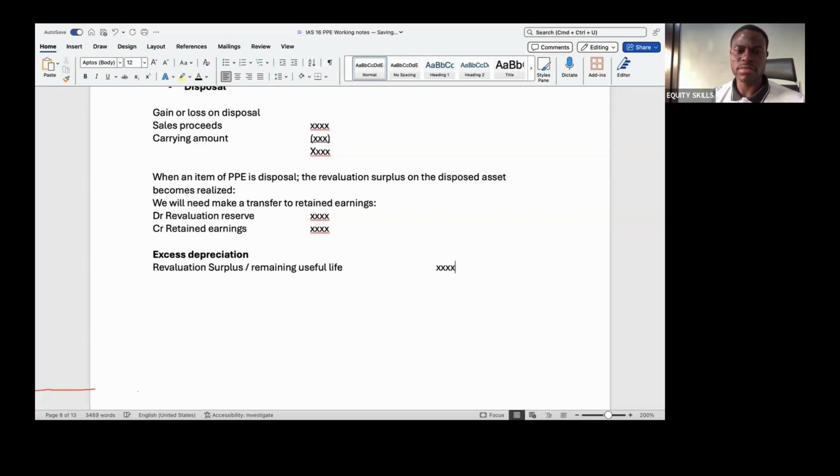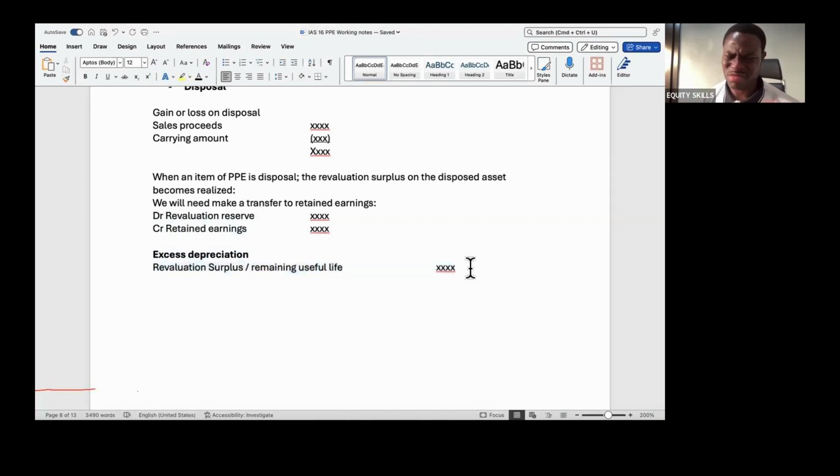Whatever you get, you'll just be using that. You'll be recognizing it, doing debit revaluation reserve, credit retained earnings, little by little. Instead of dumping everything in 1 year, why not just spread it over the remaining useful life of the asset? That's what excess depreciation is really talking about.